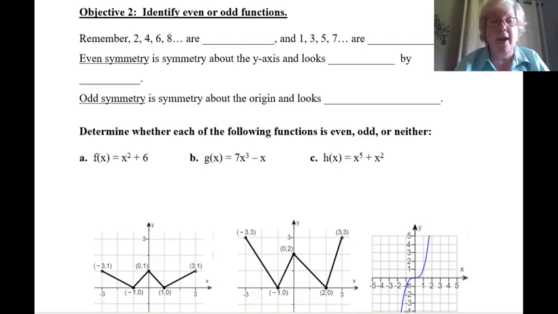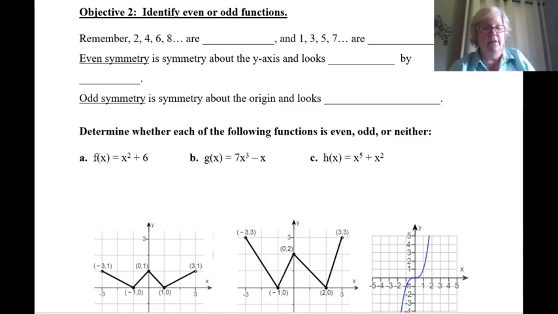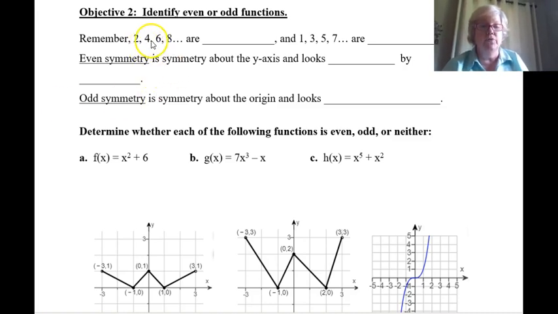The shape of a graph can also be classified by its symmetry. Any of you who have to take art will probably study symmetry. We have even and odd symmetry, and then of course some things are not symmetrical at all. First off, let's recall what the value for even and odd would be. If you have numbers like 2, 4, 6, 8, these are called, of course, your even numbers. 1, 3, 5, 7 are your odd numbers.